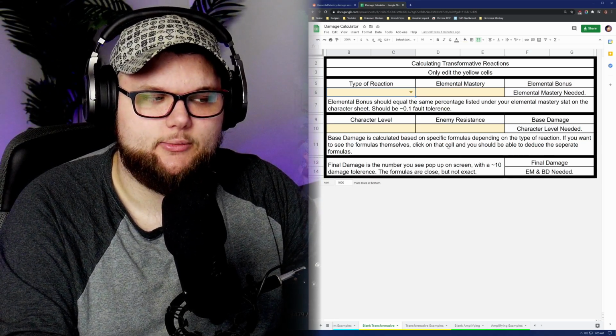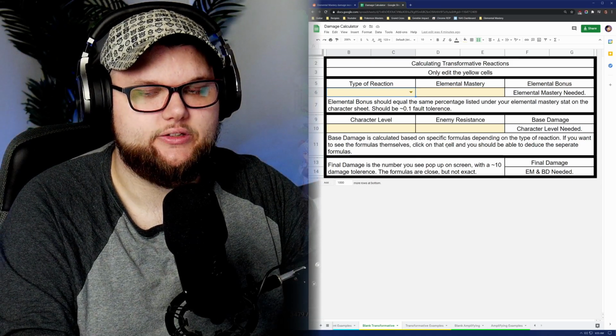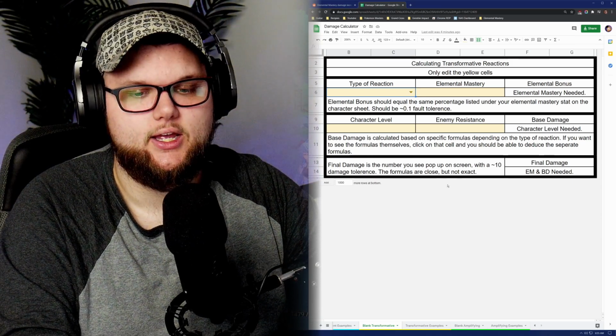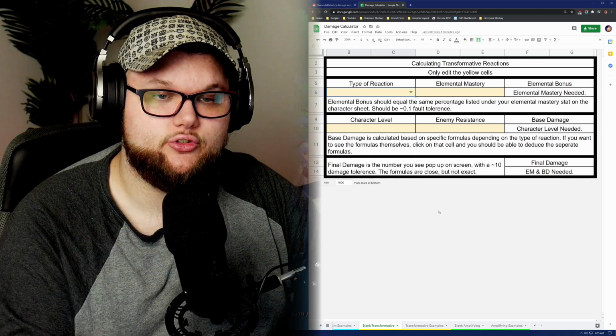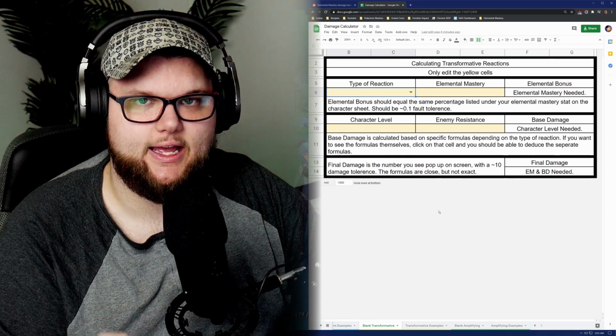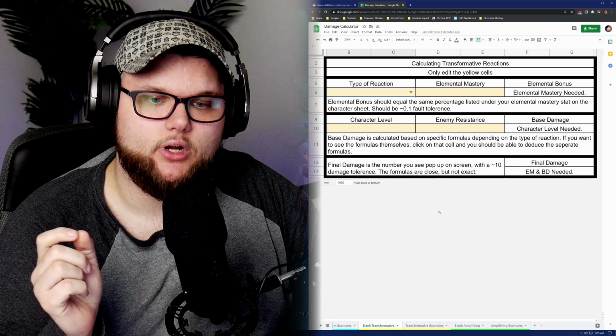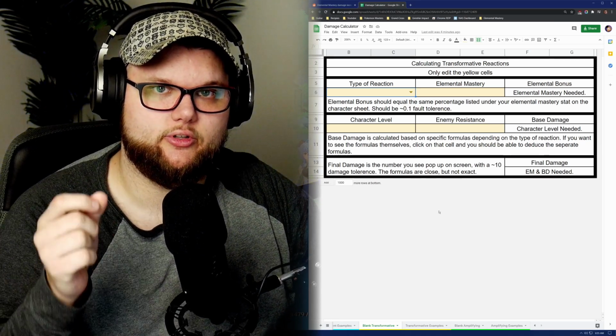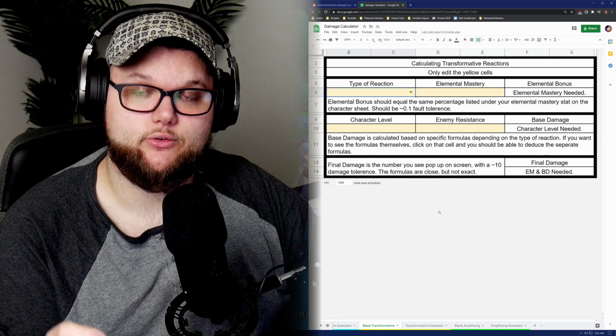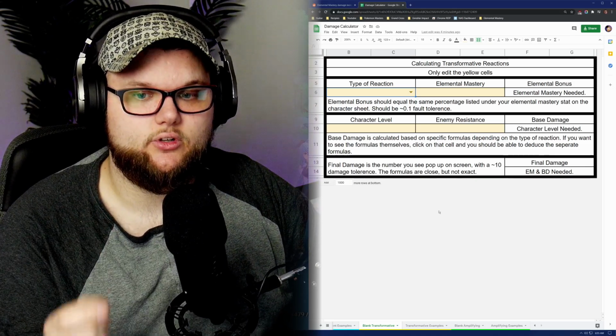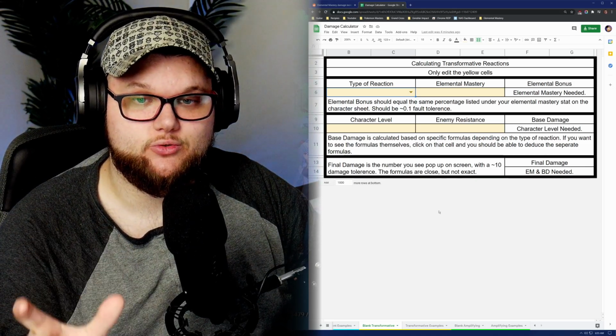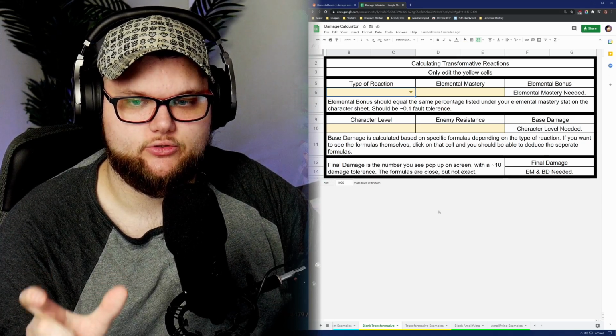Just know that the elemental mastery that goes into this is always going to be the trigger element. If Ganyu is applying superconduct to an enemy that already has electro applied to it, we are going to end up taking Ganyu's elemental mastery and putting that through the formula. Ganyu's level is the level that we'll use. It's always the trigger element that is used for these formulas.